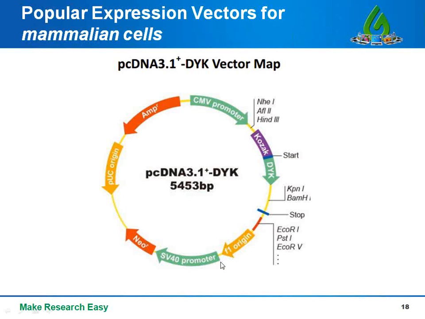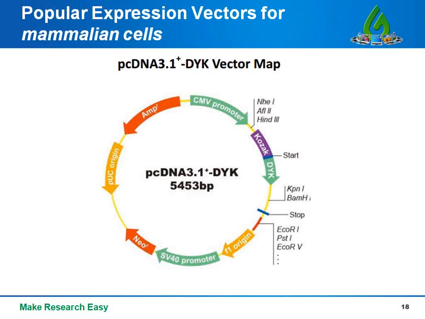pcDNA vectors all use the cytomegalovirus CMV enhancer promoter for high-level constitutive transcription, as well as the bovine growth hormone polyadenylation signal and transcription termination sequence, which will enhance the mRNA stability. They also all contain, obviously, a Kozak sequence to enable ribosome binding for translation.